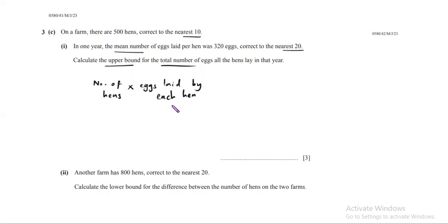So in a multiplication question, if we are to calculate the upper bound, both these should be the upper bounds. So it should be the upper bound for the number of hens as well as the upper bound for the number of eggs laid. Now, if it was a division, subtraction, or addition calculation, let's see how the combination should be to calculate the upper bound or the lower bound.